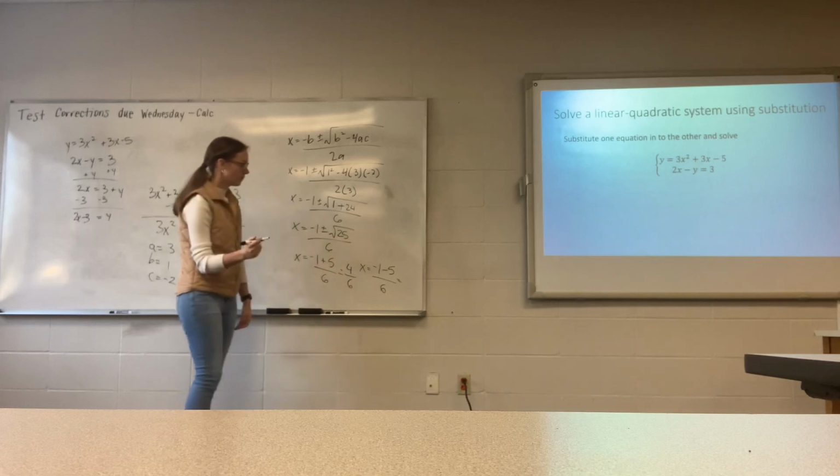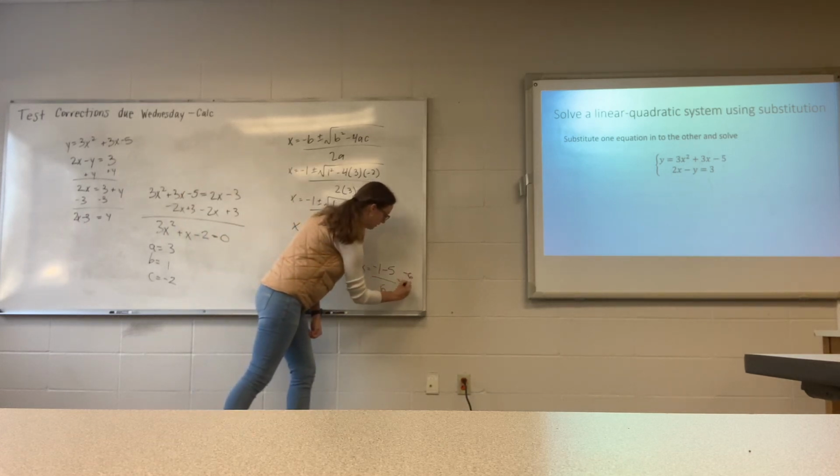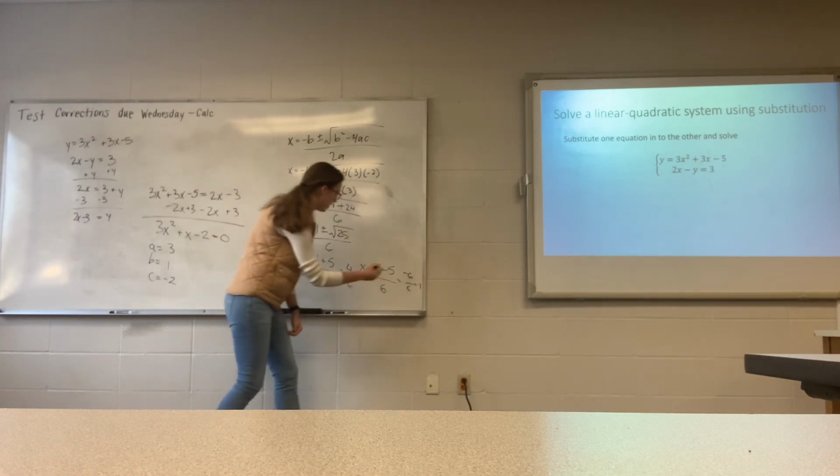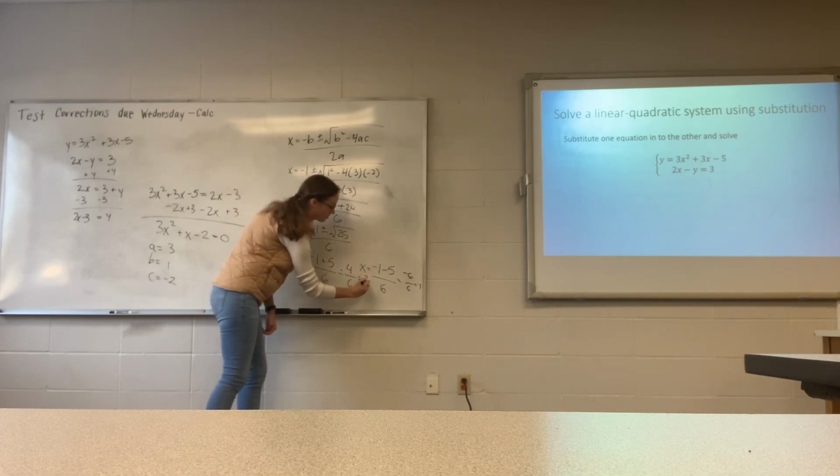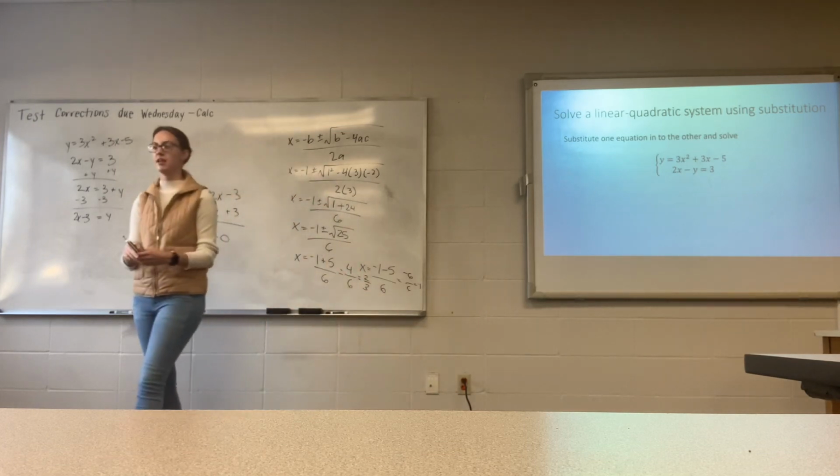And -6 over 6, which would be -1. So we have 4/6 or 2/3, and then we also have -1.